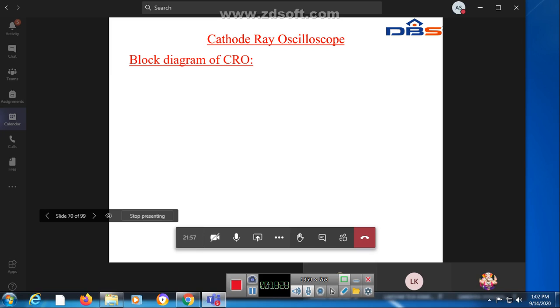So this is one total part of the first unit. The remaining half part is about the CRO. CRO is nothing but the cathode ray oscilloscope, the instrument you see in the EDC lab. In the EDC lab, whether it is a half wave rectifier, full wave rectifier, or PN junction diode, any waves will be represented on the CRO.